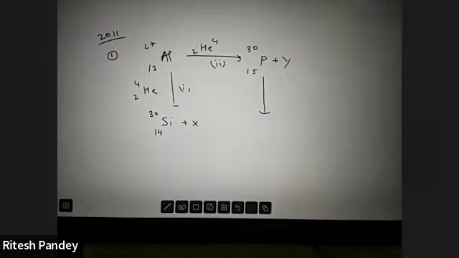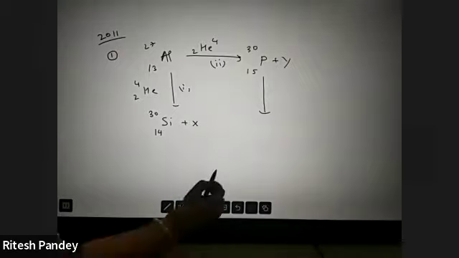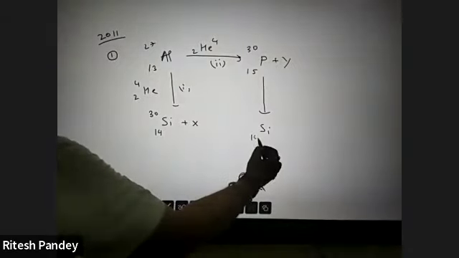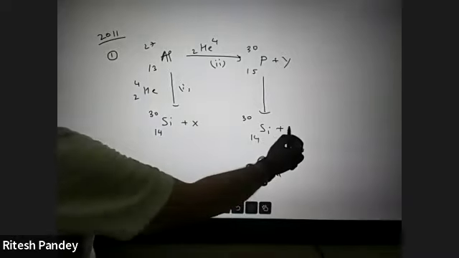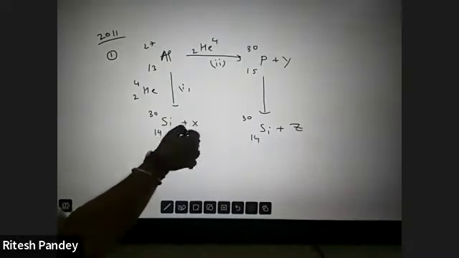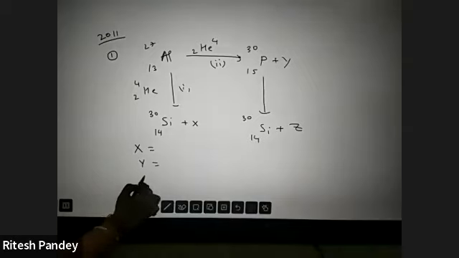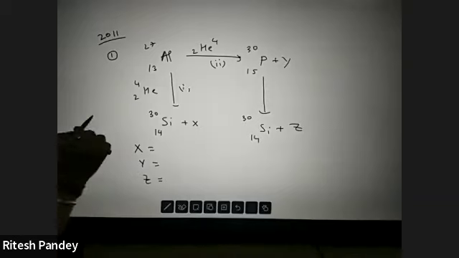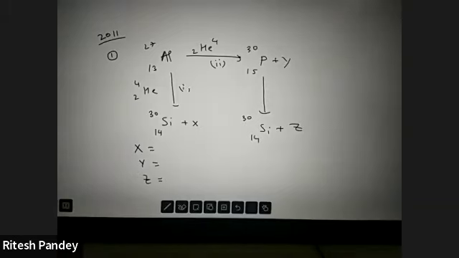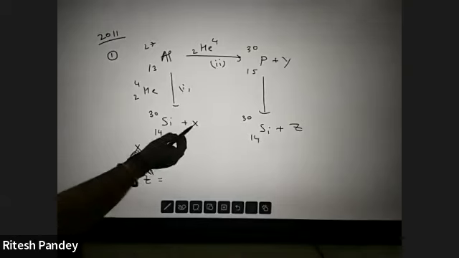Silicon 14 30 and a species which is Z. So basically, when you have to identify X, Y, and Z, you go with the very basic rule of equating mass and charge. Who will tell me what is X out here?